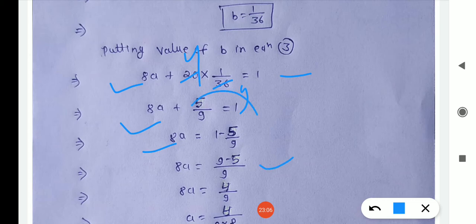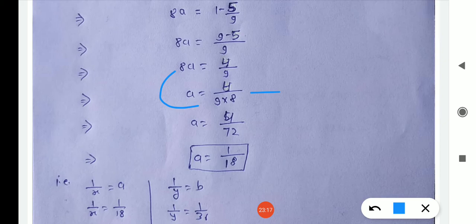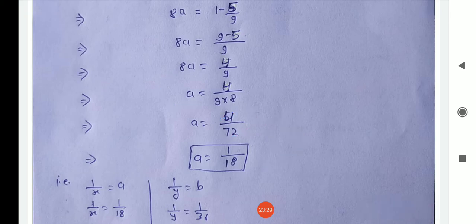So we take LCM 9, so 9 minus 5, it becomes 4 upon 8. Now 4 upon 9 into 8, because 8 is shifted to the RHS, it goes to divide. So a is 4 upon 72. Now 4 ones are 4, 4 ones are 4, 3 remaining, 4 eights are 32. So a is 1 upon 18.